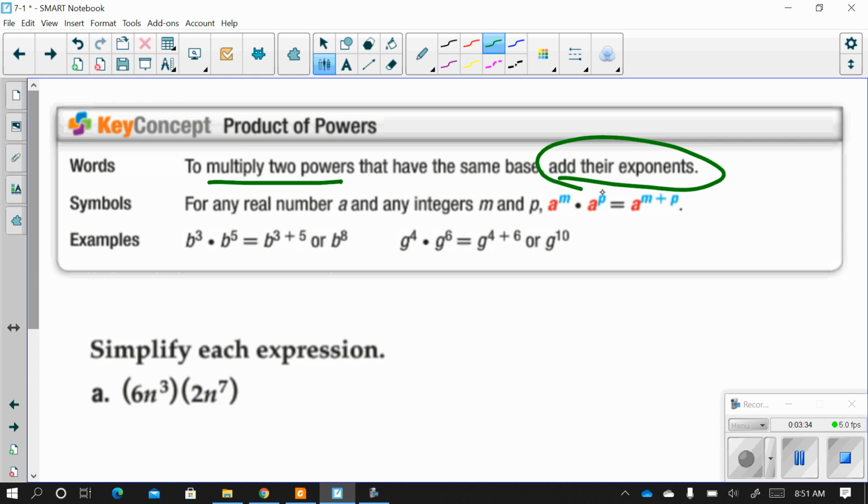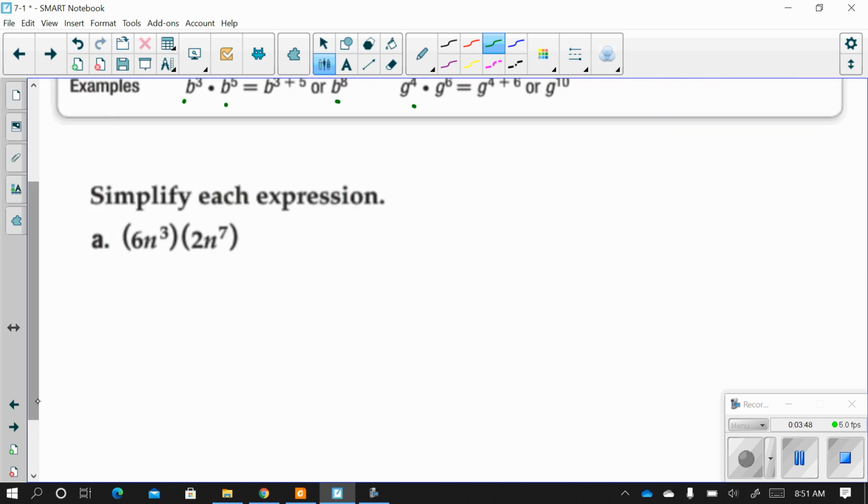So a couple examples. b cubed times b to the 5th. Just going to add those, gives me b to the 8th. Same thing, g to the 4th times g to the 6th. Add them, g to the 10th. So let's try one together here. Simplify each expression. 6n cubed times 2n to the 7th. Let's start with the coefficients, 6 and 2. We're multiplying, so what's 6 times 2? That's 12. Then we move on to our exponents. The bases are the same, so 3 and 7 gives me n to the 10th.